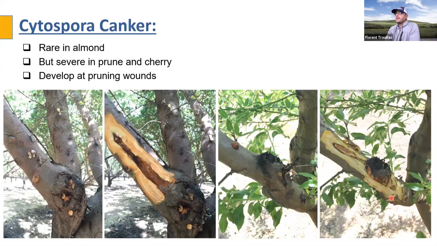Just a few words on Cytospora. It's probably the most sporadic disease here for California, but it may occur. In that case, you will see again infection at a pruning wound and this sort of elongated canker going up the scaffold branches. So not so much of a big problem in almond. It may be present, but definitely a huge issue for plum and cherries. So if you have an almond orchard next to a prune orchard, you could be dealing with Cytospora canker.